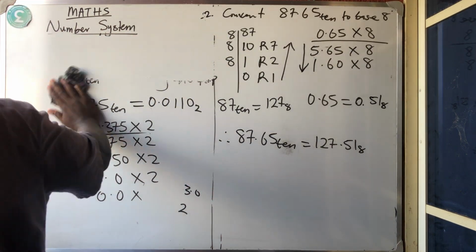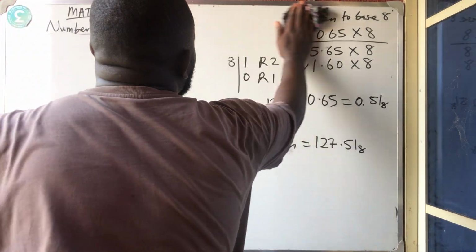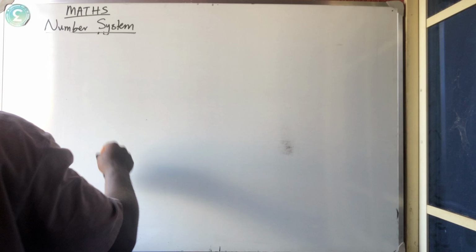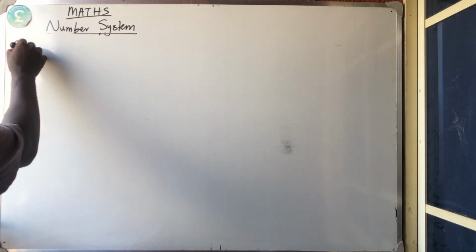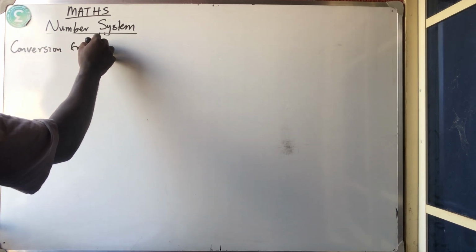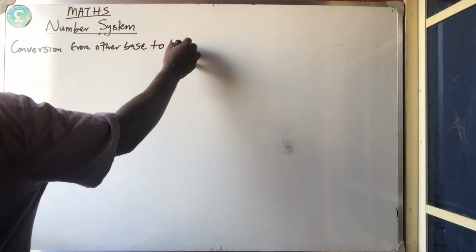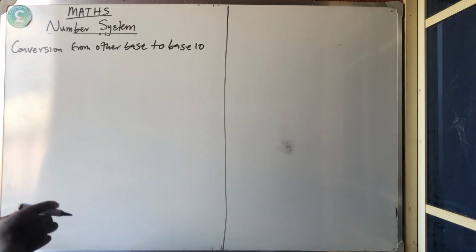The next thing we are going to do now is to convert from other bases to base 10. So we are done with converting from base 10, which is the oga, to other bases. The next thing we are going to do is conversion from other base to base 10. Let's convert from other base to base 10.